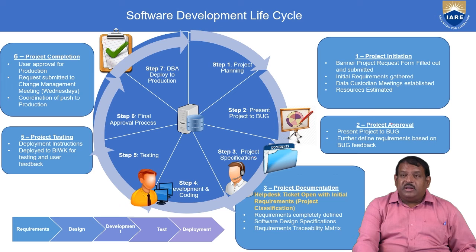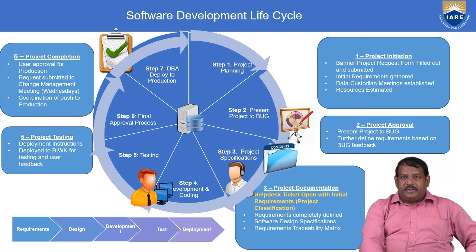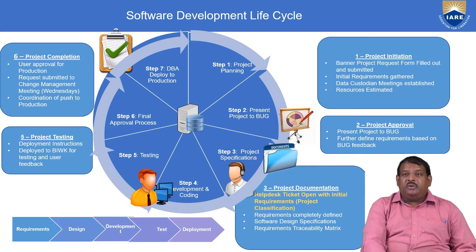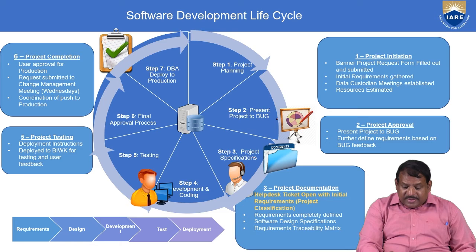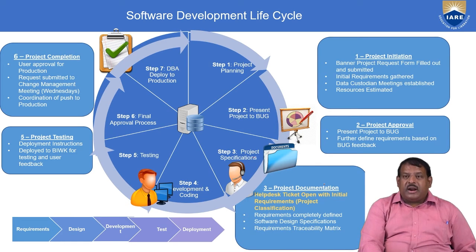After this is approved, it goes to the second step, project approval. The project is presented to the team, and requirements are further defined based on the team's feedback. At this stage, it is further analyzed and your project is sent to the team. This is important, this is the main step. The project document starts here, and help desk tickets are opened with the initial requirements. So the designs are completely defined.